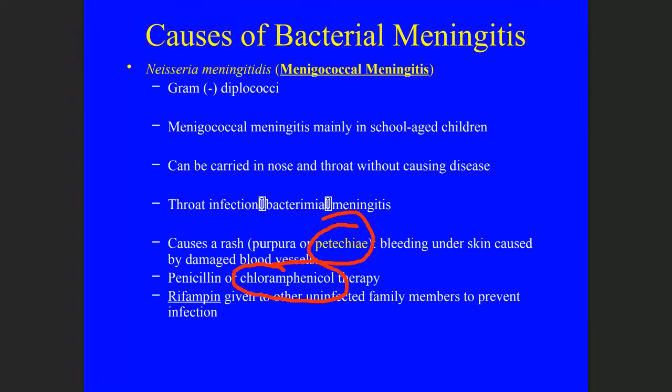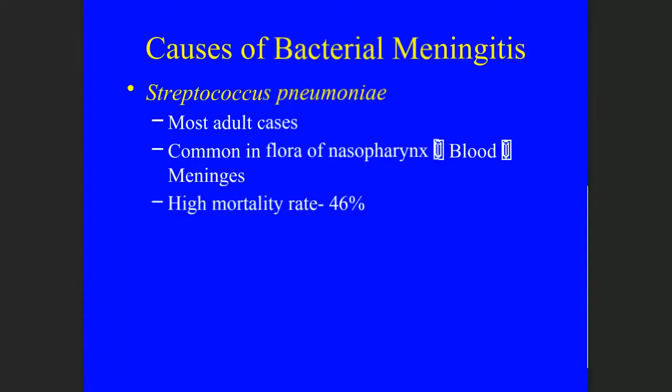Now, another thing about this bacteria is if there are people in the family that are not infected, we can protect them by giving them rifampin. So rifampin is usually given as a prophylactic treatment to prevent infections in the uninfected members of the family. Okay. Now, in adults, so we're at adults.